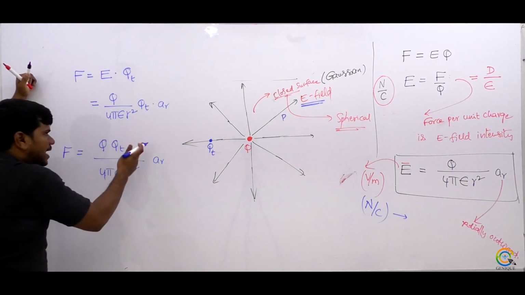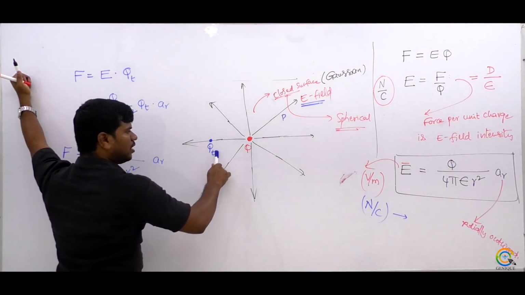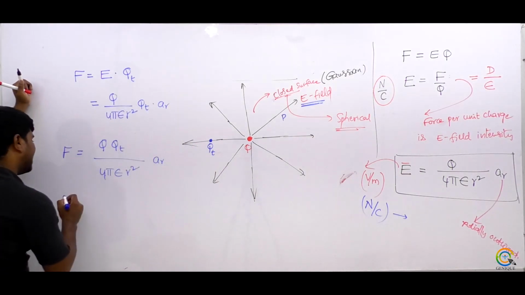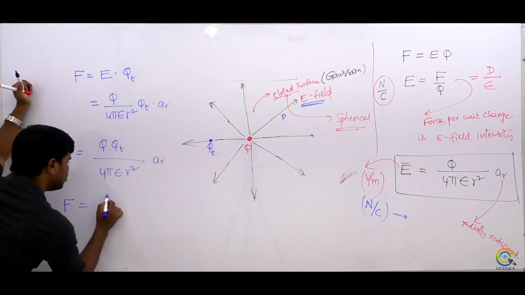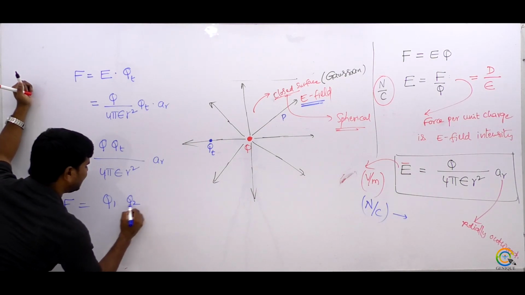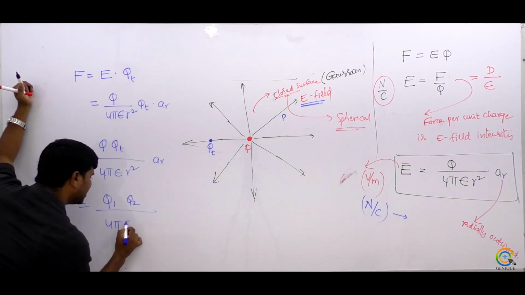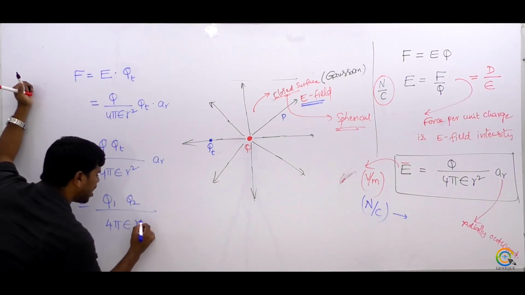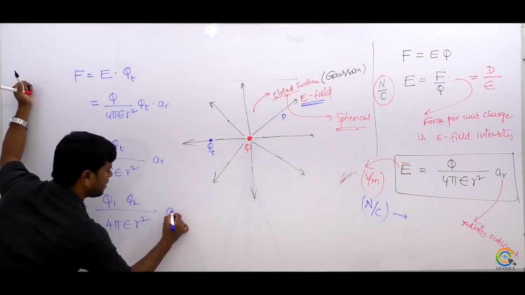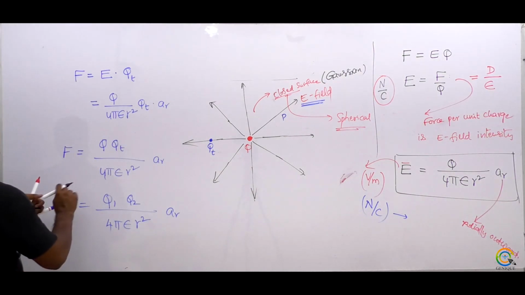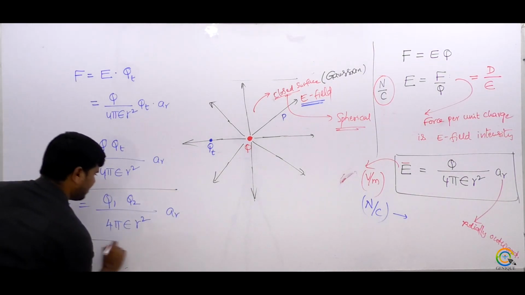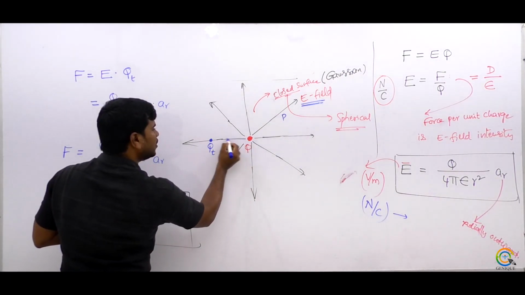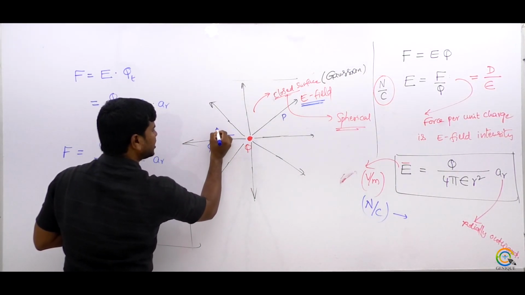I can also write it as Q1 and Q2. The force is equal to Q1 Q2 divided by 4 pi epsilon R square AR. What is this AR? AR is the direction from this point to this point. This is the AR direction.